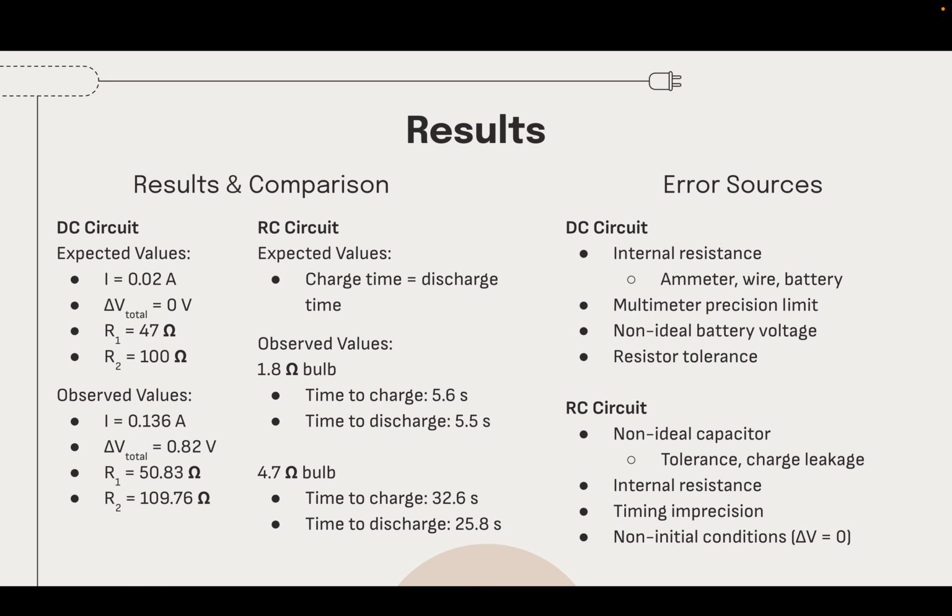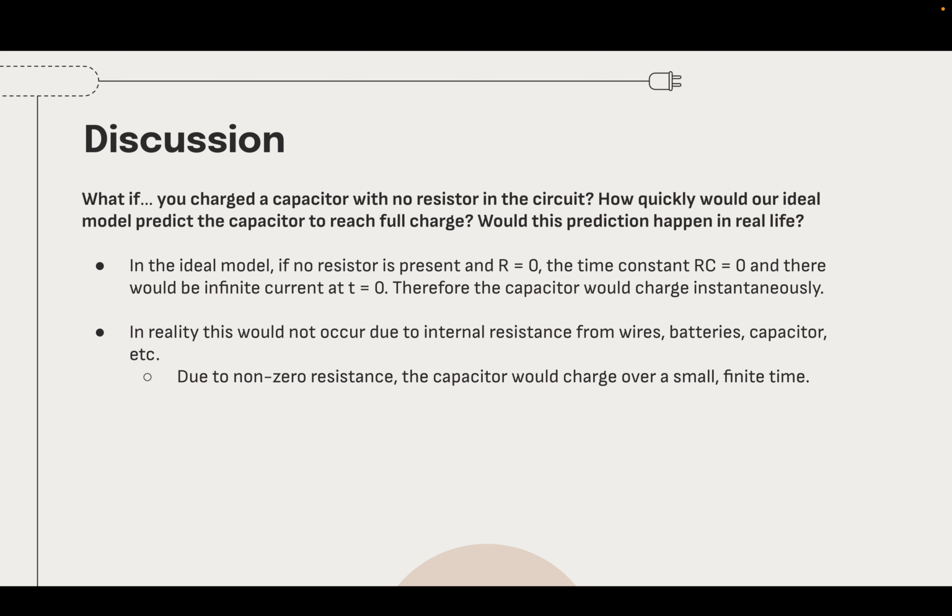So, summarizing the results here for our DC circuit, we see that our expected values are different from our observed values, but they are within error. For our RC circuit, we expect that the charge time equals discharge time. This was the case for our 1.8 ohm bulb, but not so much the case for our 4.7 ohm bulb. Possible error sources are internal resistance, multimeter precision, non-ideal battery voltage, resistor tolerance, non-ideal capacitors, timing and precision, and non-initial conditions.